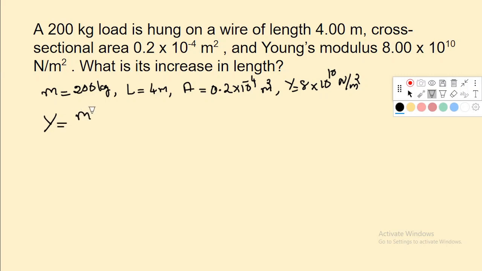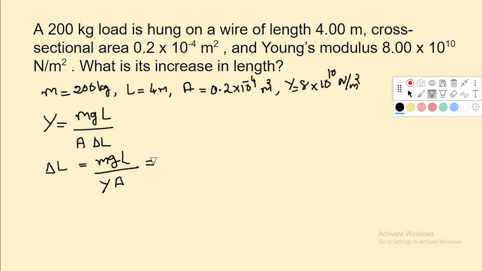So let us first write Y is equal to, here we are using mg instead of F. Here the mass is attached. So mgl divided by A into delta L. So therefore delta L is equal to mgl all divided by Y into A.